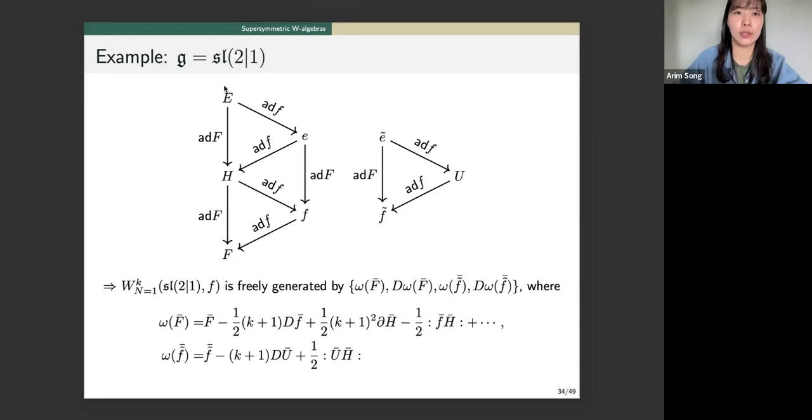And next, if we consider SL(2|1), we can also see how the generators look. SL(2|1) is spanned by 8 elements. In this part, it's isomorphic to OSP(1|2), and it contains 2 extra odd elements, E tilde and F tilde. If we choose large E, large H, large F, and E tilde and F tilde, these 5 elements also generate another OSP(1|2) subalgebra. And here we also have an extra even element U, which comes from the Lie bracket between E and F tilde or E tilde and F. So in SL(2|1), we have 2 elements in the kernel of ad f, which are large F and F tilde. So this is freely generated by these 4 elements. And you can see that if we write down the explicit generators, they contain F bar and F tilde bar as a linear term.